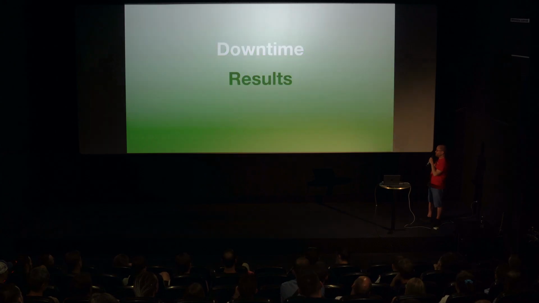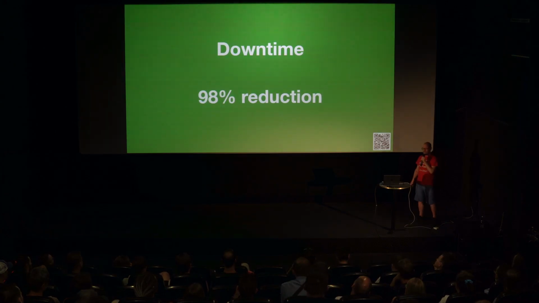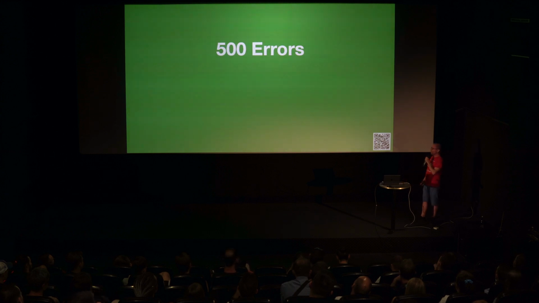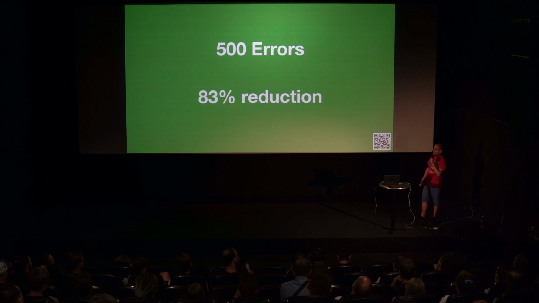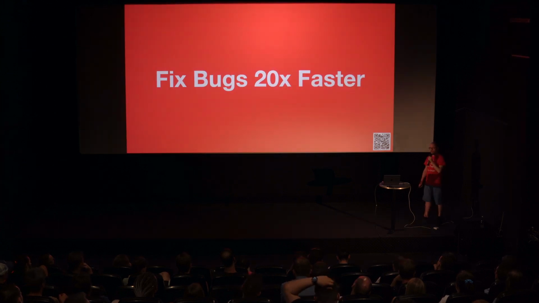So what are the results of this? Our downtime has had a 98% reduction in the last 18 months. We've fixed 83% of our 500 errors. There are still a lot, but it's a massive improvement. And finally, we can fix bugs 20 times faster.